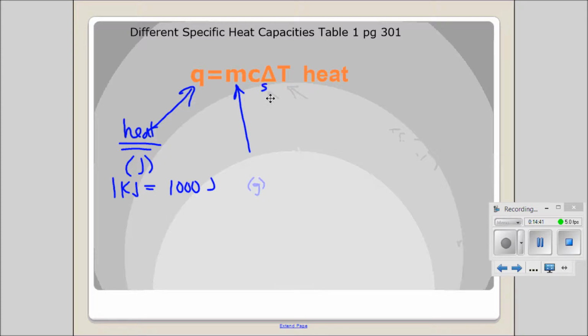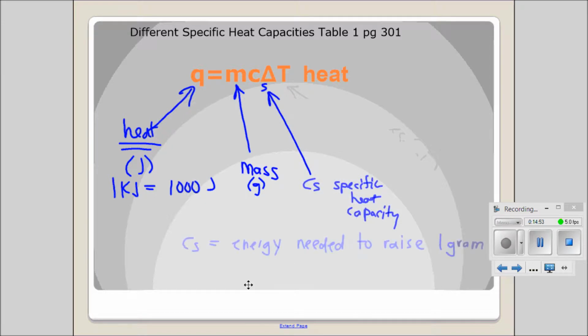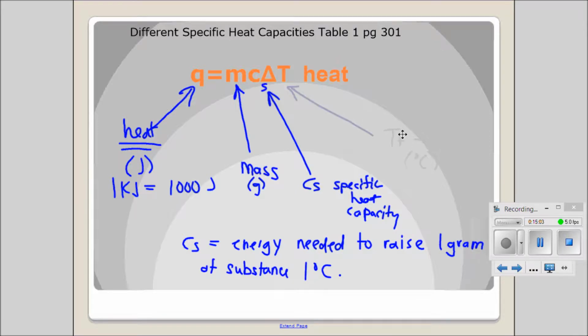Cs, so that should have a little subscript s there. Cs actually stands for specific heat capacity. And specific heat capacity is the energy needed to raise 1 gram of a substance 1 degree Celsius. And finally, our last term is delta T, which is the change in temperature of our surroundings. To find that, you have to take the final temperature, subtract the initial temperature.